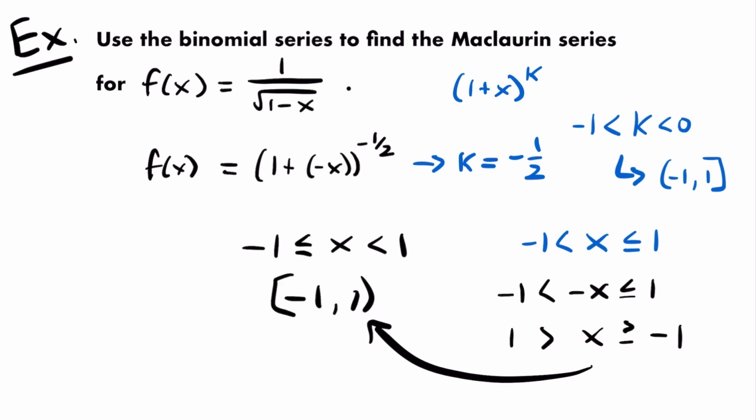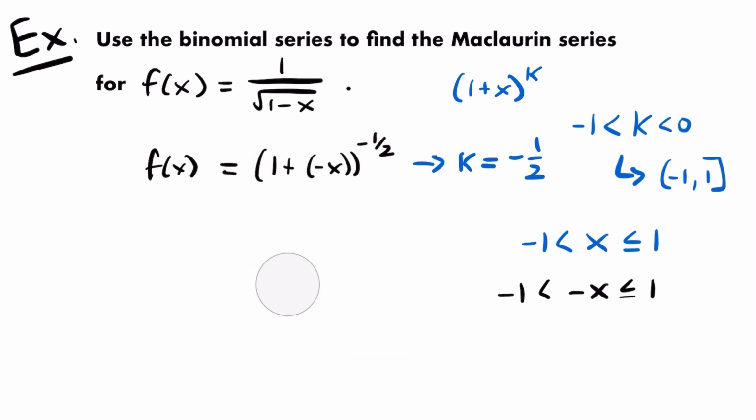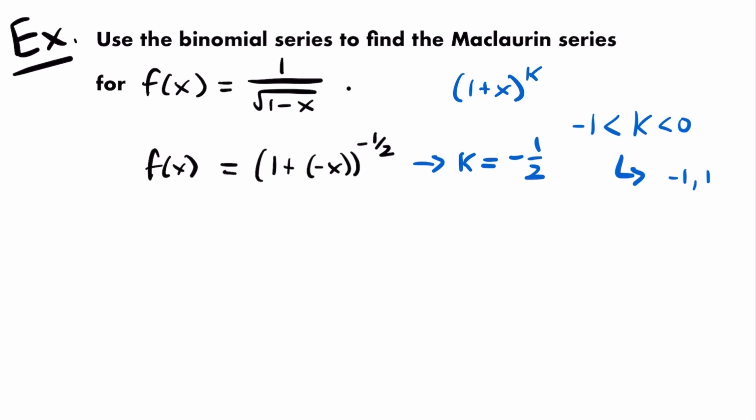All right, so that's going to be our real interval of convergence since we have -x, not just x, in our function. Okay, so let's fix that. In this case, we are not going to include +1, we are going to include -1. So we will have a closed bracket around -1 and an open bracket around +1. All right, and so that will be our interval of convergence for the Maclaurin series that will represent this function by using the binomial series.